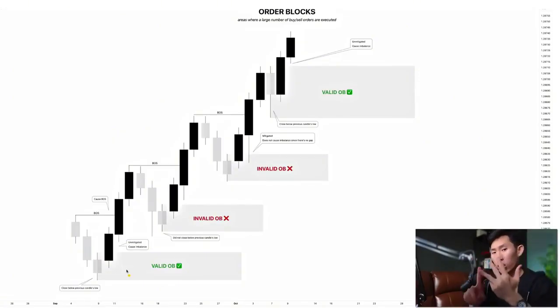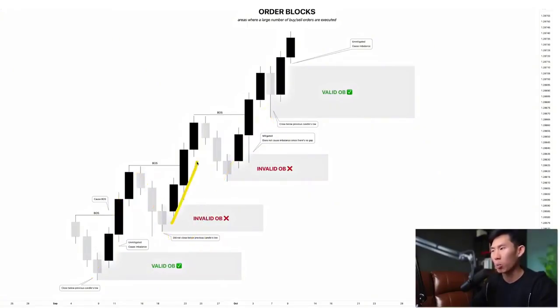And it led to a break of structure. That's the last criteria. It did lead to a break of structure. In this case, this tells us that this is a valid order block. So we can expect price to come down here at some point, mitigate it before going up even further. And then let's look at this next zone right here.